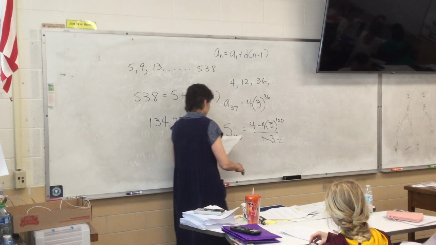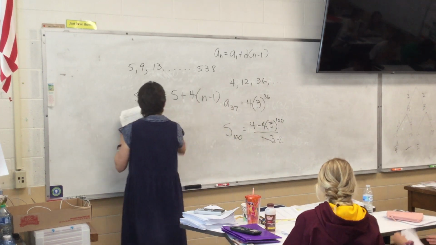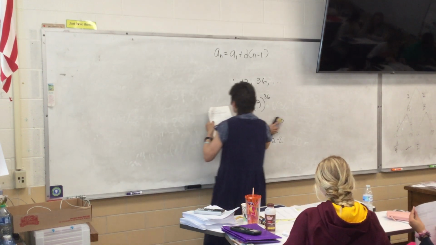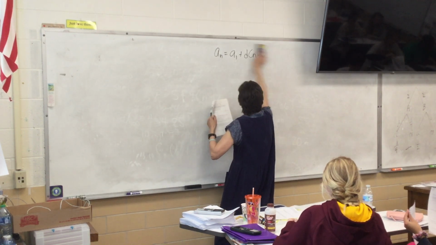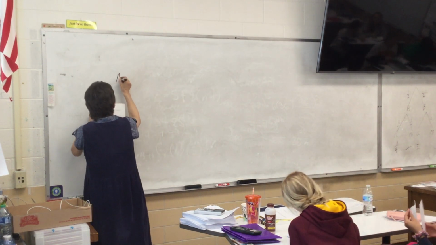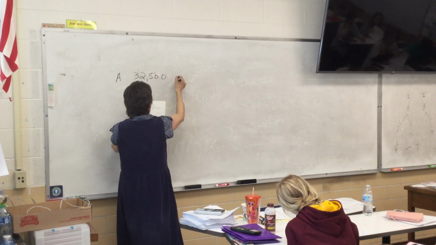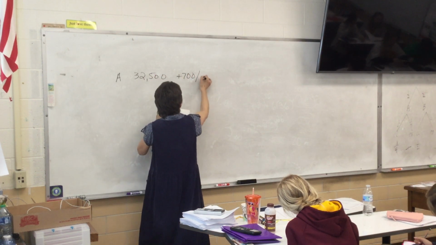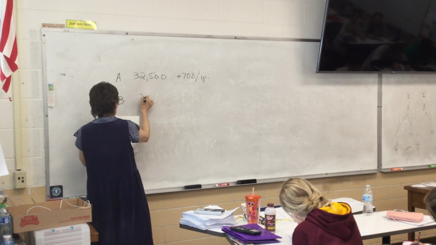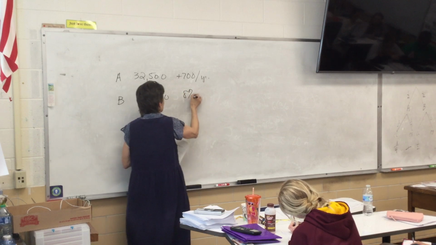Number 1. When George graduates, he's going to get 2 job offers. Company A gives him a starting salary of $32,500 and raises of $700 a year. Company B gives him $22,950 and 8% per year.